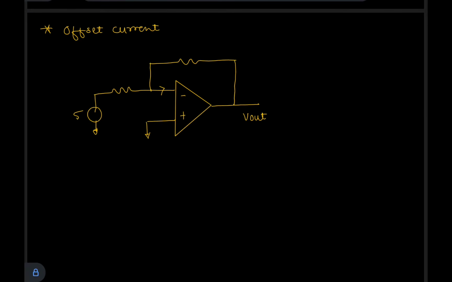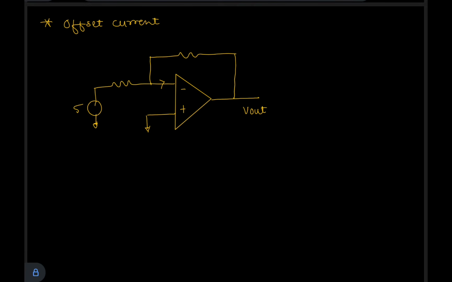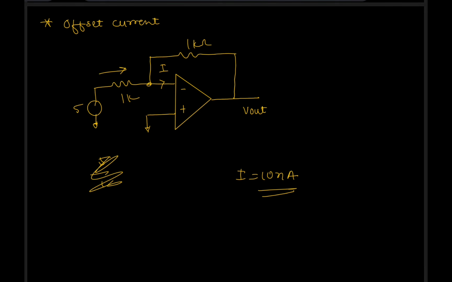And then this was an offset current question. They have given an offset current of I. Let's assume that I is equal to 10 nanoampere, and this is 0. This is in negative feedback. Let's assume this resistance is 1k, and this is 1k, and then they have asked what will be the Vout.